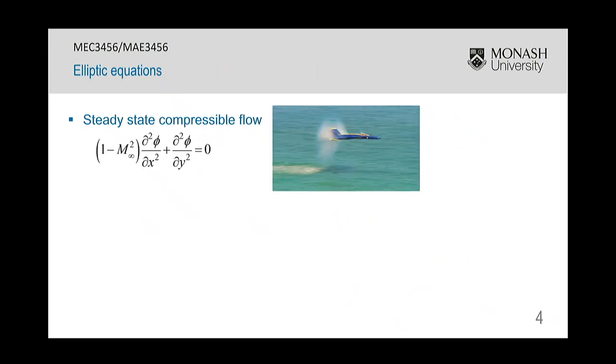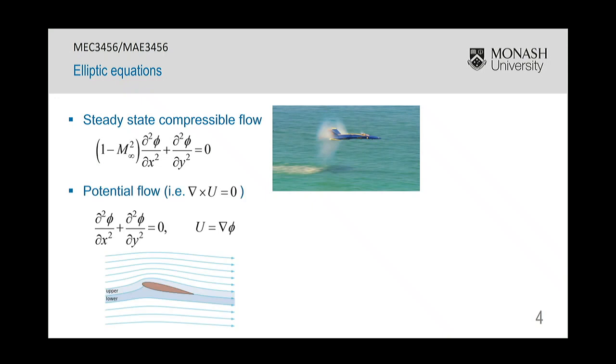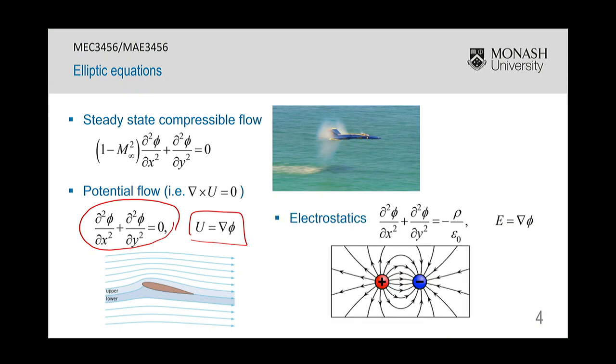So elliptic equations, an example is the steady-state compressible flow for an object flying in the x direction. Phi here is a potential, and we have 1 minus the Mach number squared, d squared phi dx squared plus d squared phi dy squared is equal to 0. Potential flow, in other words, one in which the vorticity is identically 0, can be expressed by Laplace's equation, d squared phi dx squared plus d squared phi dy squared, where our velocity is equal to the gradient of the velocity potential phi. Electrostatics, where we have a similar equation now, except we have a source term on the other side, which says that the strength of the electric field depends on the charges inside the domain, and the electric field is given by the gradient again of this electric potential phi.